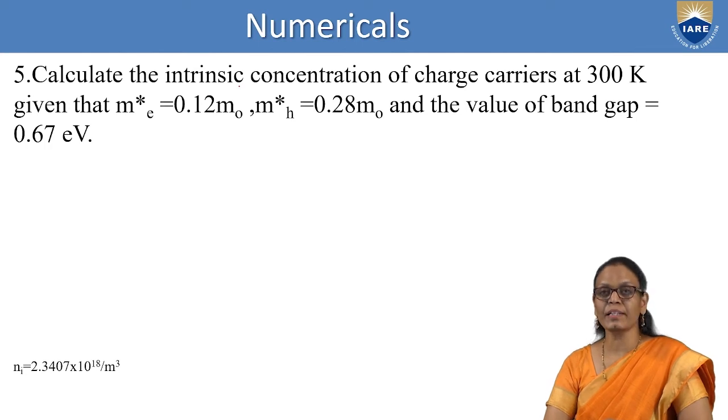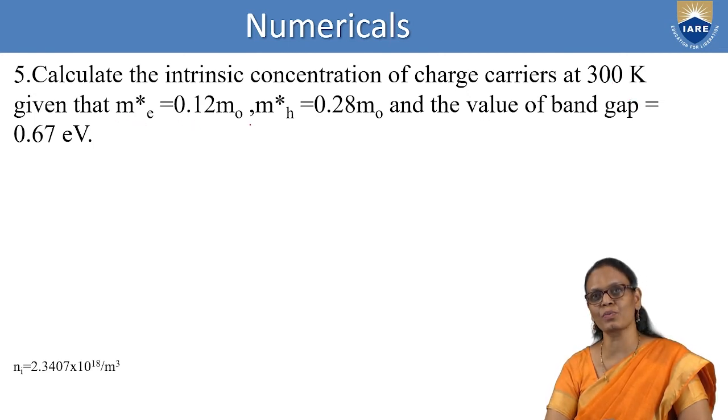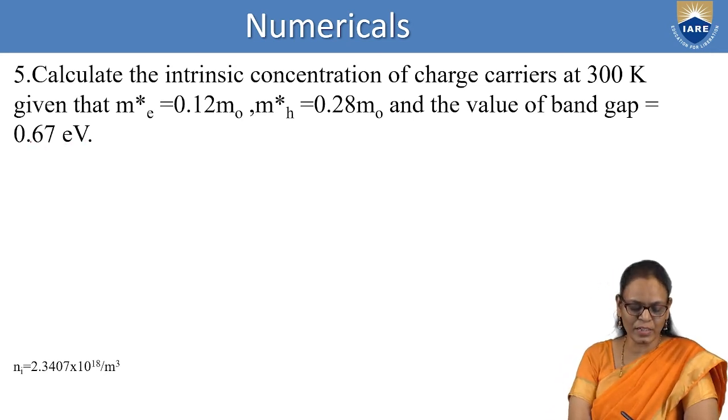Next, calculate the intrinsic concentration of charge carriers at 300 Kelvin given that Me is equal to 0.12 M naught, MH is equal to 0.28 M naught and the value of band gap is 0.67 eV. So let us first write the data.